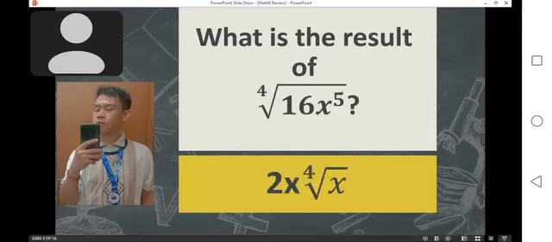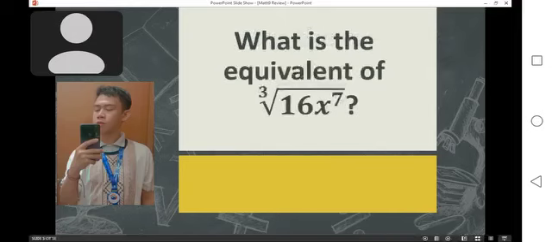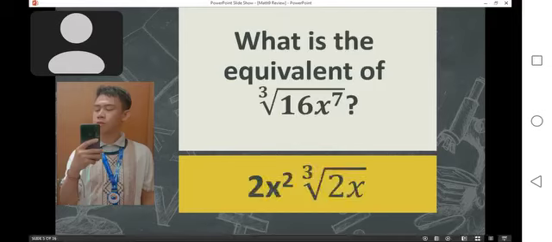Next, what is the equivalent of the cube root of 16x to the seventh power? Here we're going to simplify the radical expression. Our index is 3, then our radicand is 16x to the seventh power. Out of 16, we will find factors which are common. So 3 times, that is 2 times 2 times 2 gives us 8, then times 2, times x raised to 3, times x raised to 3, times x. So the answer is 2x squared cube root of 2x.